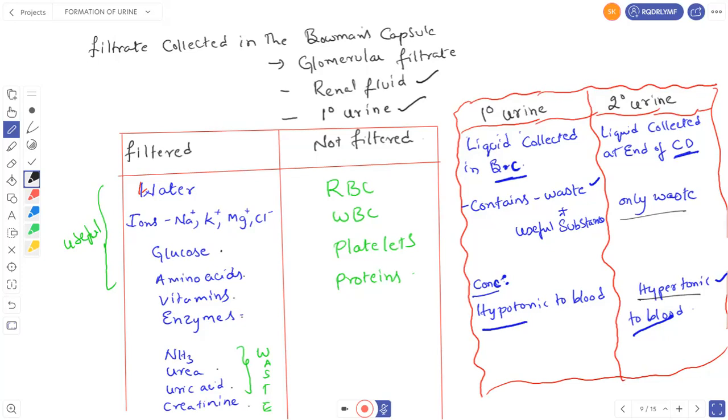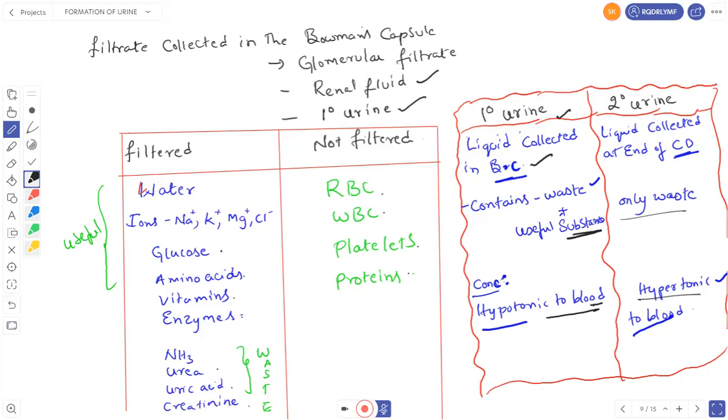Substances that are not filtered include RBC, WBC, platelets, and proteins. Because these substances have high molecular weight, they are not at all filtered through the filtration membrane. So the filtrate that is formed in the Bowman's capsule is called primary urine. So what is primary urine and what is secondary urine? Let us see. The liquid collected in the Bowman's capsule is called primary urine. It contains waste plus useful substances. The concentration of primary urine is hypotonic to blood. Hypotonic to blood means the concentration of primary urine is less than the concentration of blood.